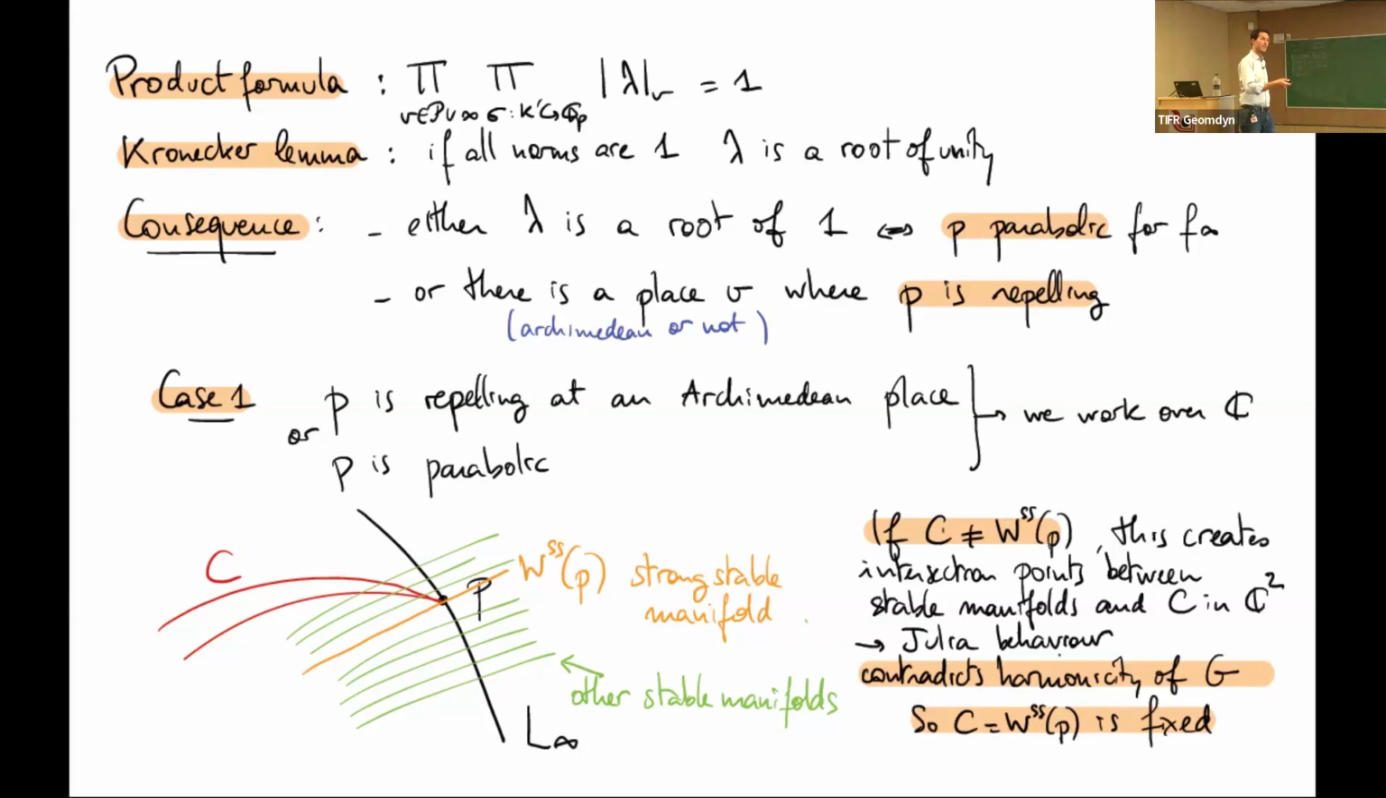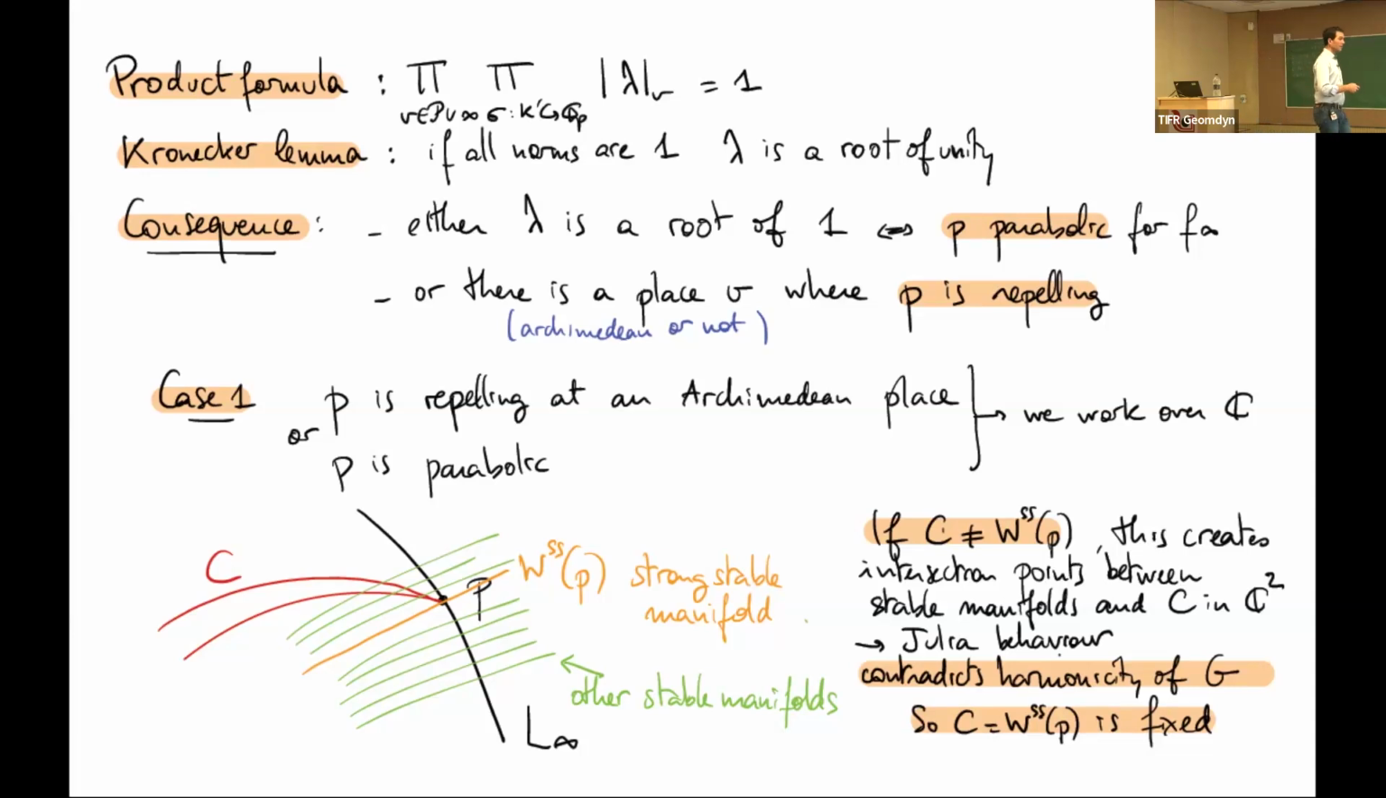But now at such an intersection, by the inclination lemma, the dynamics on the green point here is the Julia dynamics along the curve C. But we just said this was impossible, because the Green function is harmonic there. So this is a contradiction. So the only possibility is that the curve C coincides with the stable manifold. And that's the end of the proof for this complex case.